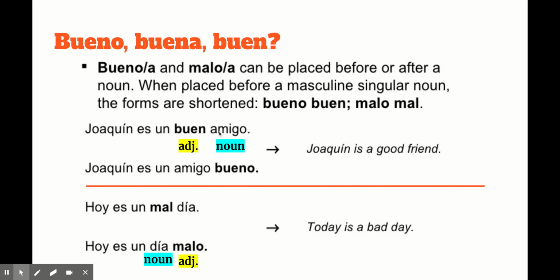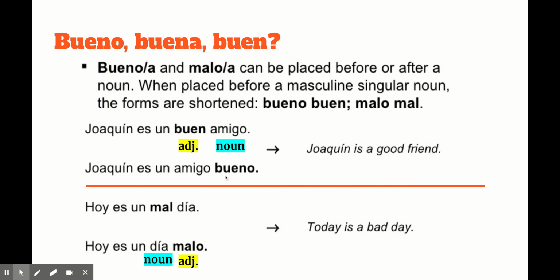Joaquín is a good friend, right? Joaquín es un amigo bueno. Joaquín is a friend good, a good friend. Both of these, guys, both of these mean Joaquín is a good friend. The difference is what happened to that word bueno? It changed to buen.